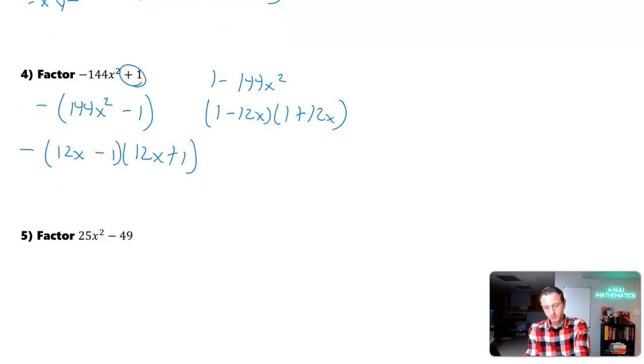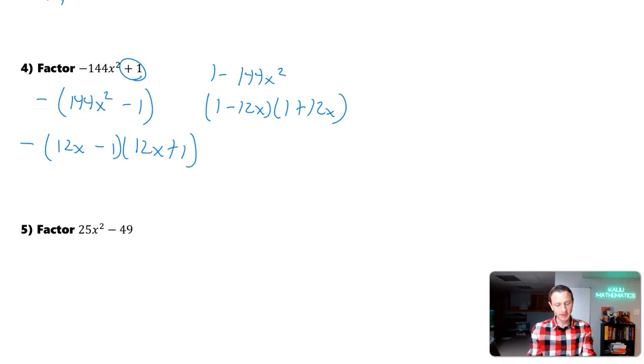All right, number 5, 25x squared minus 49. So 25 is a perfect square, 49 is a perfect square, x squared is a perfect square. So this is going to be 5x minus 7 times 5x plus 7.